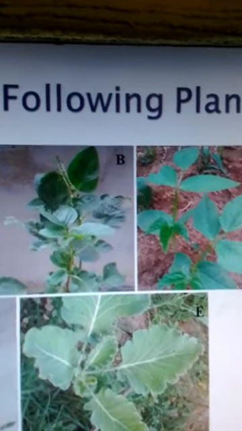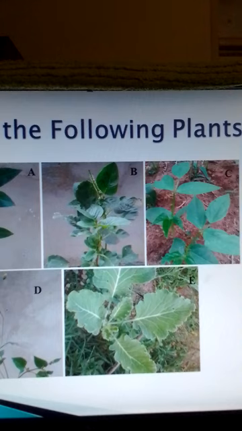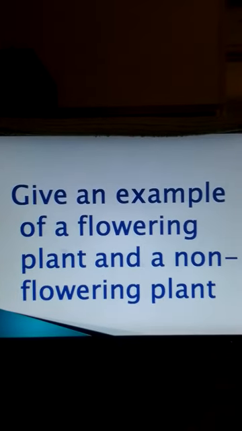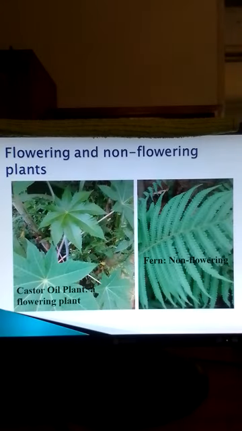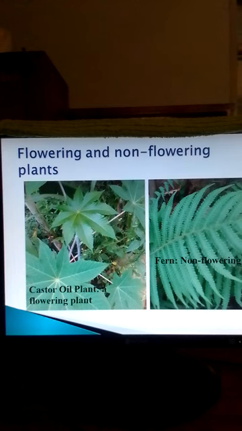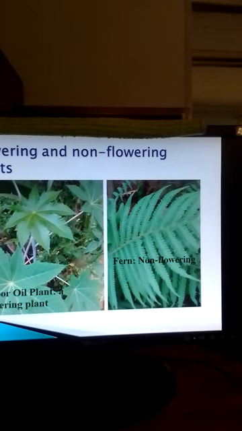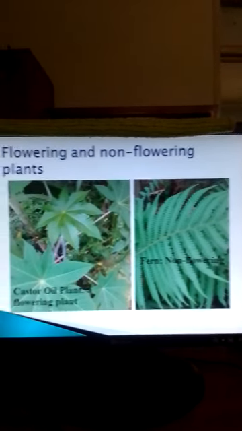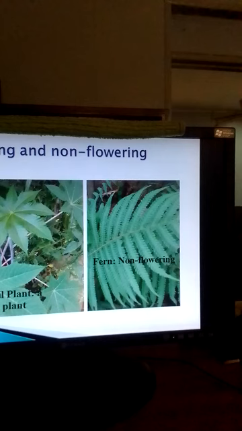And plant number E is kale or sukumawiki, which is a vegetable. The next question is, give an example of a flowering plant and a non-flowering plant. In that diagram, we have a flowering plant, which is the castor oil plant. And we also have the non-flowering plant, which is the fern. So we have the castor oil plant as a flowering plant and the fern as a non-flowering plant.